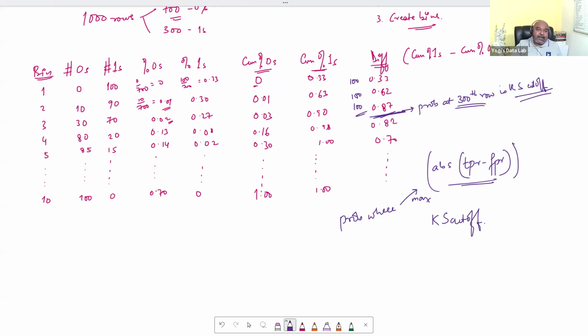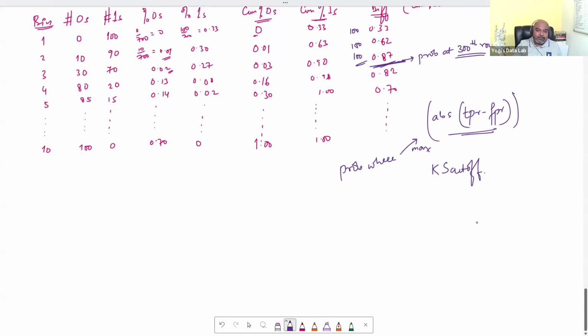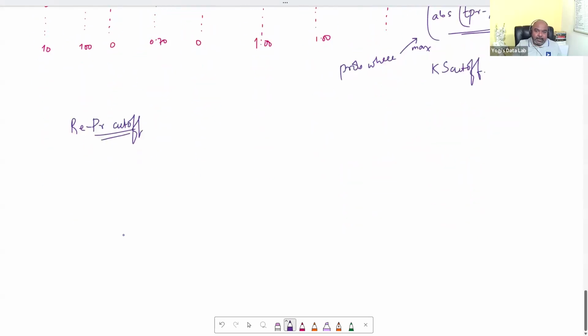Let us try to understand the third one, which is the REPR cutoff. In REPR cutoff, what happens is, let's say this is my probability. As we all know, when my recall increases, my precision decreases.